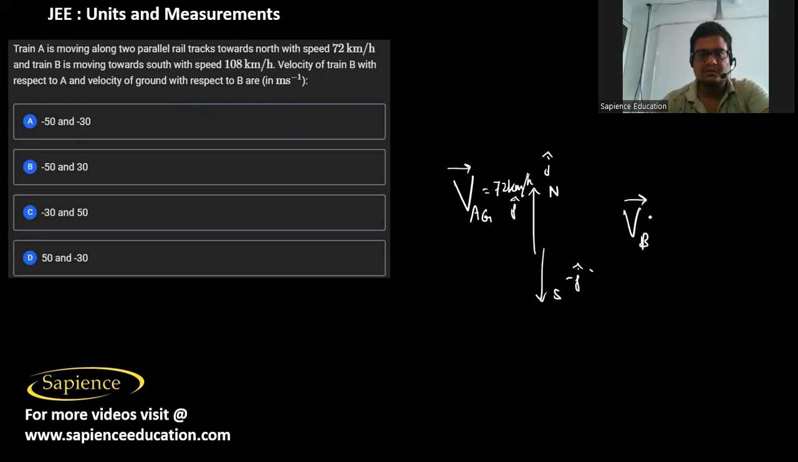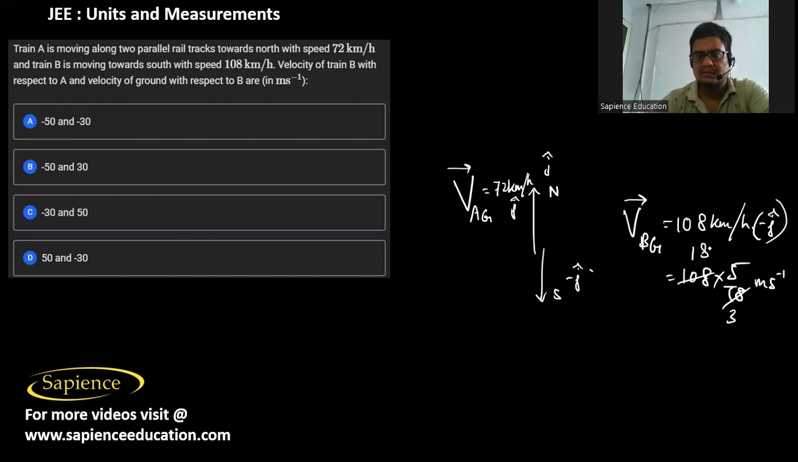And similarly, the velocity of train B with respect to the ground is 108 km per hour minus j cap, since it is moving towards the south. Now, if we convert it into meter per second, then it will be 108 into 5 by 18 meter per second. So that is 30 meter per second minus j cap.